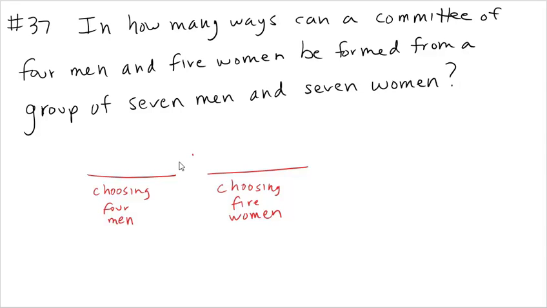So how many ways can we choose 4 men from a group of 7 men? Well, since they're serving on a committee, we don't have to worry about the order. That's just 7C4. How many different ways can we choose 5 women from the group of 7 women? Again, the order doesn't matter, so that's 7C5. And once we know what those two numbers are, we'll just multiply them together, and that'll give us the total number of ways we can form this committee.